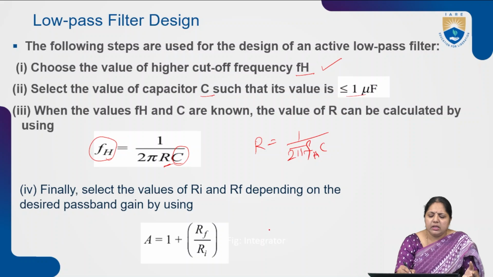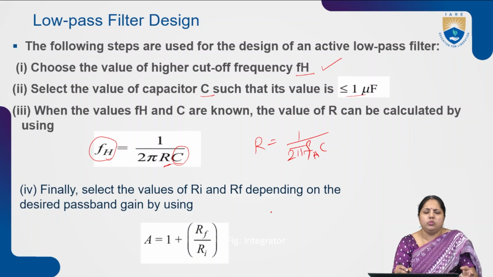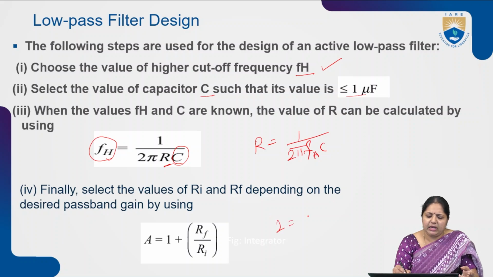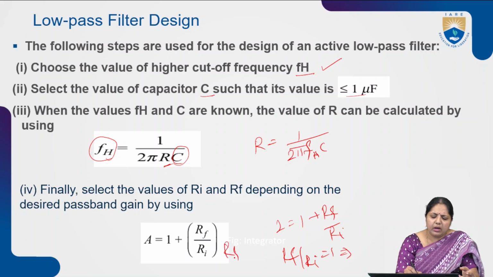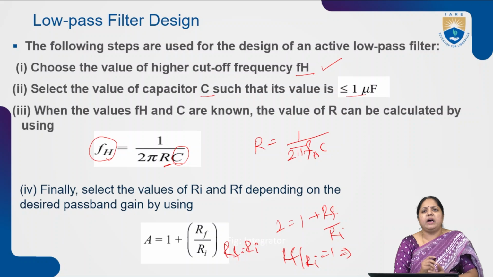Suppose I consider the gain value A equal to 2. Then 1 plus RF by RI equals 2, so RF by RI equals 1, which means RF equals RI. Whatever RI value you take, you need to take the same RF value. Whatever gain you want, assume it. If the gain is given in the question itself, then it's good; do it based on what the question gives.